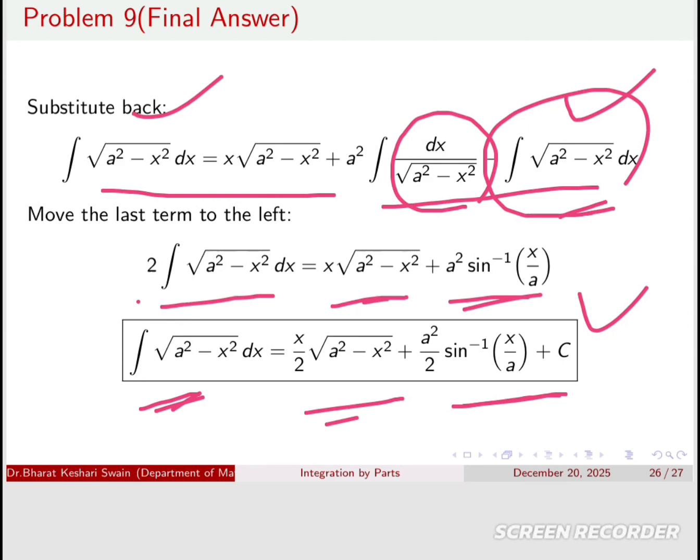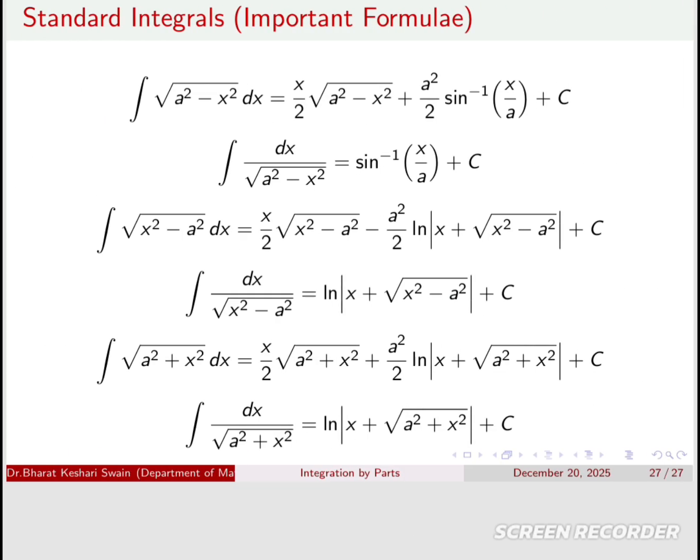Okay, so these are some standard formulas we have to remember. Using by parts we can derive all these formulas. First is the integration of root over a square minus x square, which we derived in problem number 9. Then integration of dx by root over a square minus x square is sine inverse x by a plus c. Then root over x square minus a square dx can be derived in the same process.